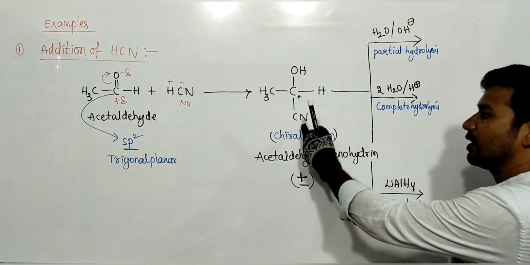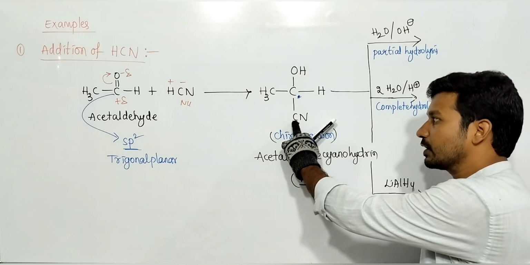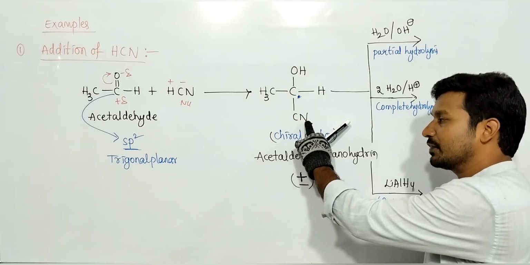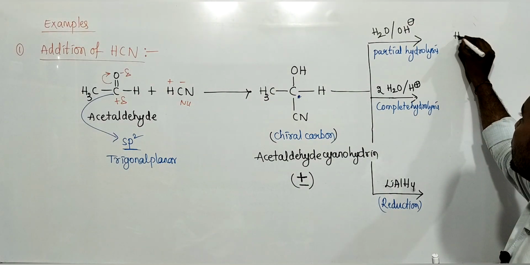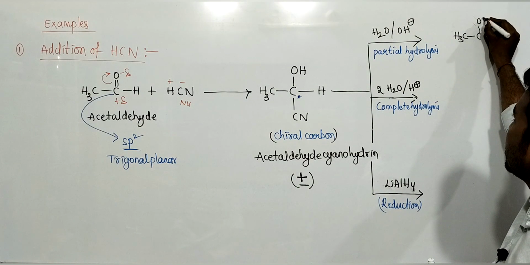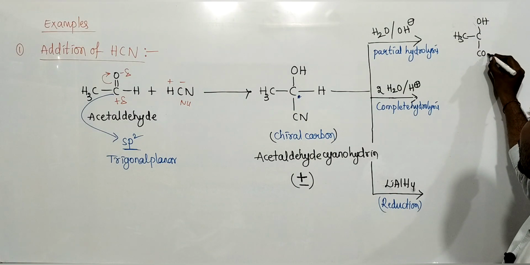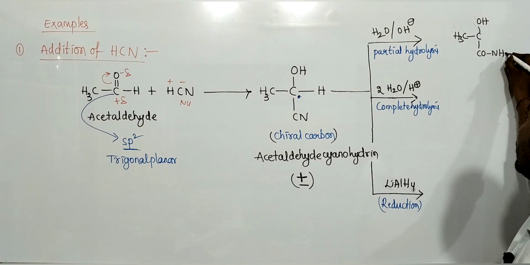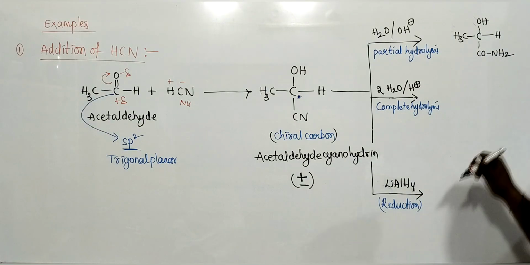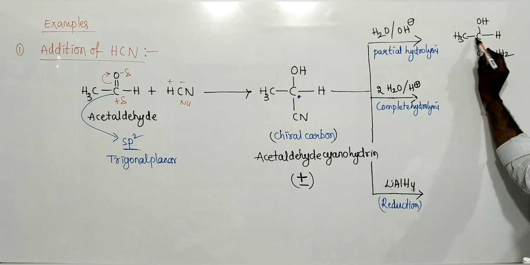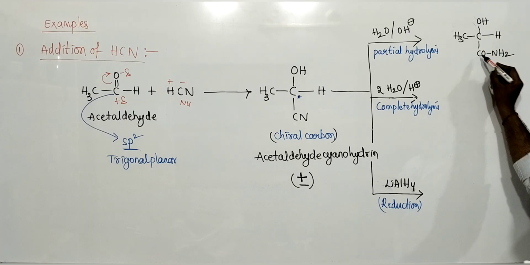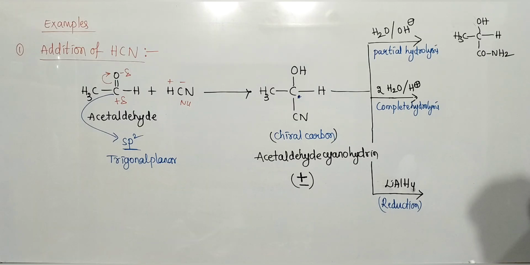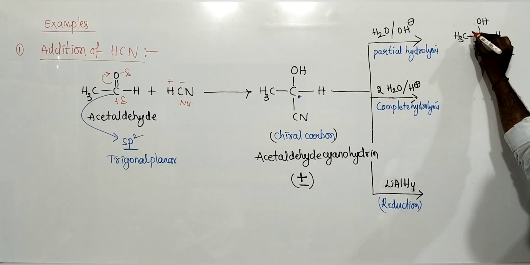Addition of hydrogen takes place. Here, with addition of one water molecule, oxygen is added to carbon and two hydrogens are added to the nitrogen. So what is the product there? CH3, OH, here this becomes CONH2, and this is H. How many carbons are there? 1, 2, 3. Three carbons. Definitely this carbon is the first carbon. I am giving the IUPAC nomenclature also. This one is the first carbon, this one the second carbon, this one the third carbon.